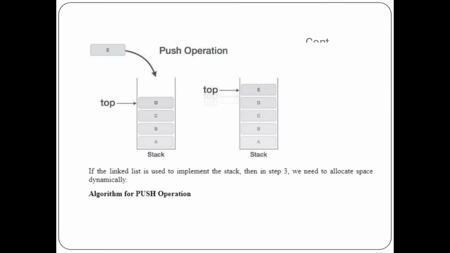We can see the diagram representation. Here we have already inserted the elements, taking the example of A, B, C, D. The four elements are inserted on the stack, and the new element we want to insert is E. Before inserting the element E, the top points to D. Whenever we want to insert a new element, top will move to the empty space, and that empty space will be filled with the new element, E. By seeing the diagram we can know that.